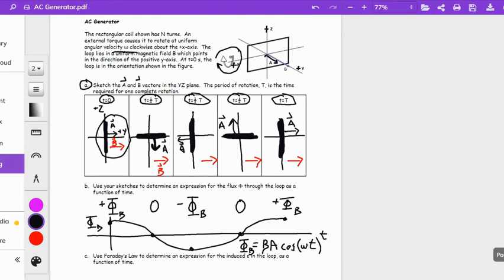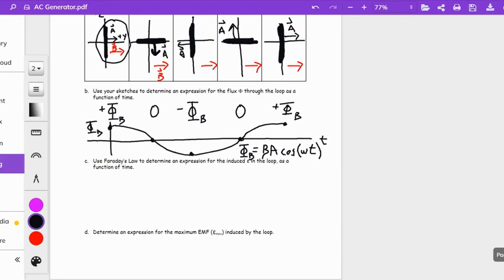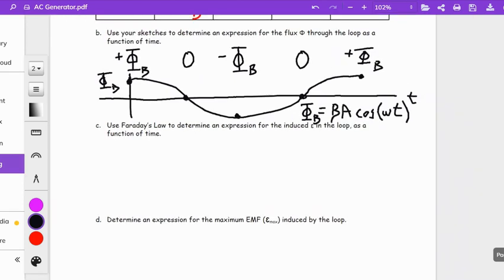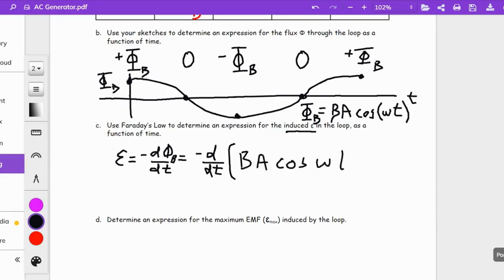Practically, you can make a loop and you can spin it inside of some magnetic field to make the flux change. All right, so then of course we want to know how much EMF is induced in the loop. So we have to use Faraday's law. We start off by writing it down. And then you substitute your function in for the magnetic flux. So this is negative derivative with respect to time of the function B times A times the cosine of omega t.